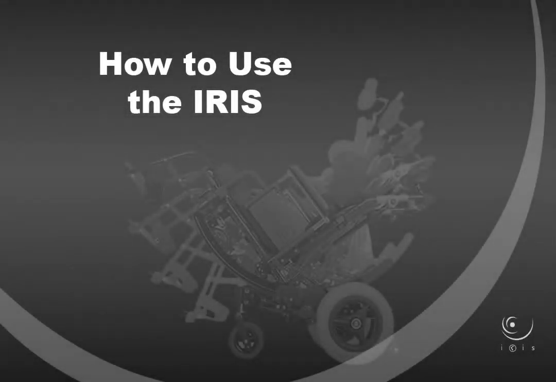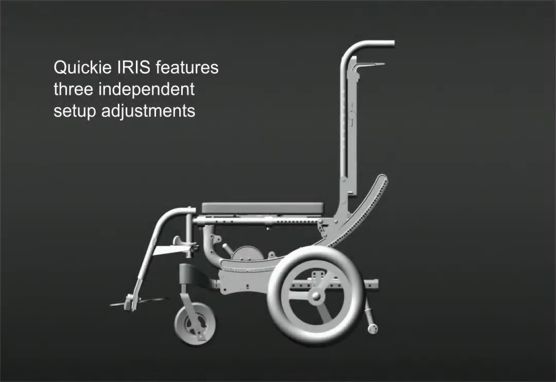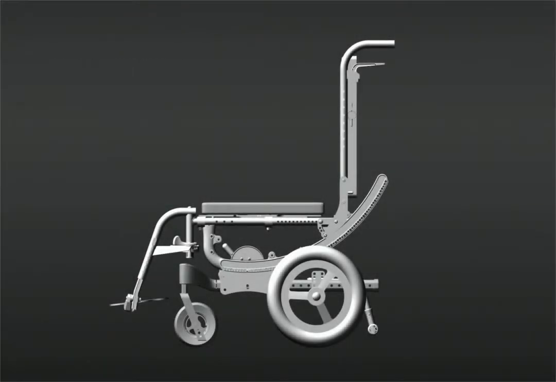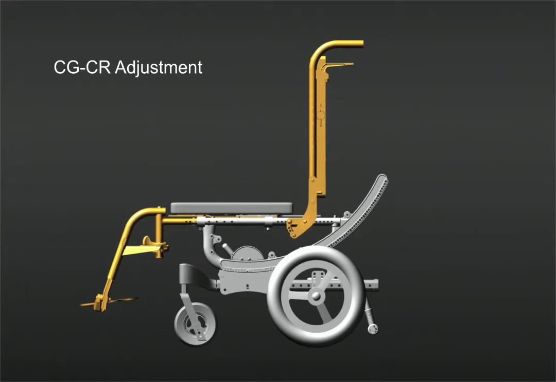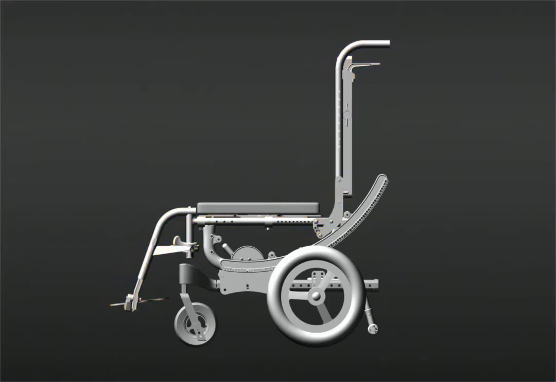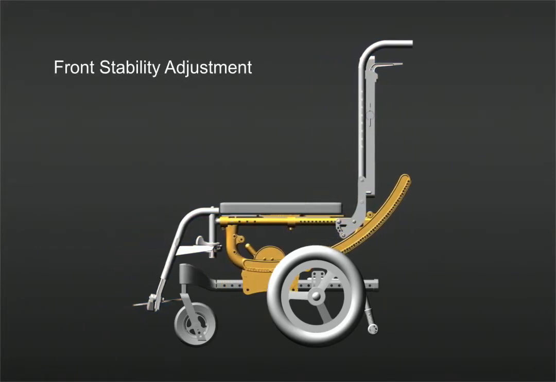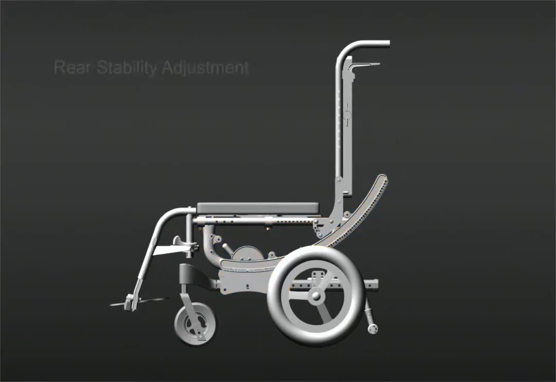In order to take best advantage of the Quickie IRIS's rotation in space design, you must understand how to make three different independent adjustments. First, the CG-CR adjustment. Second, the front stability adjustment. And third, the rear stability adjustment.